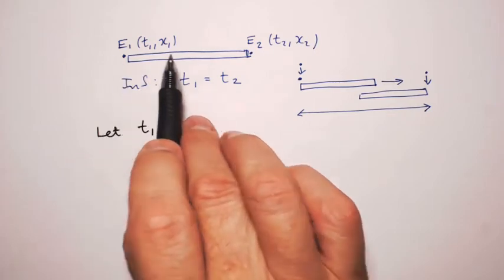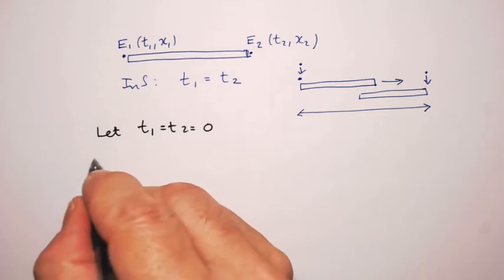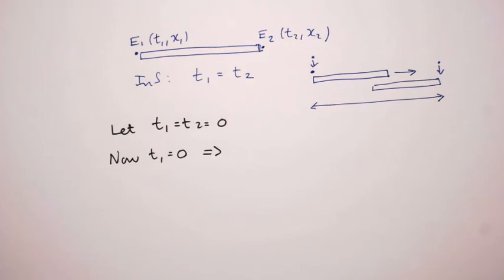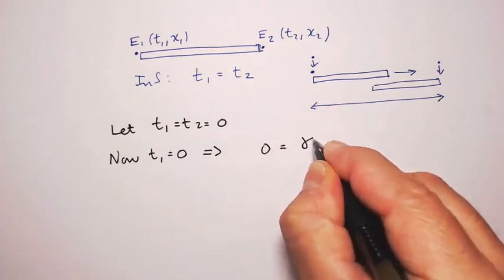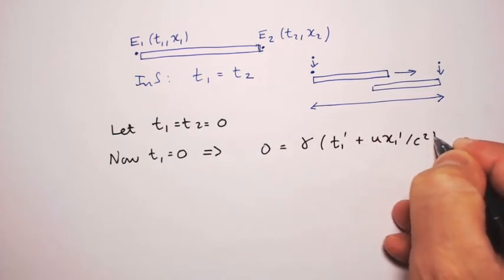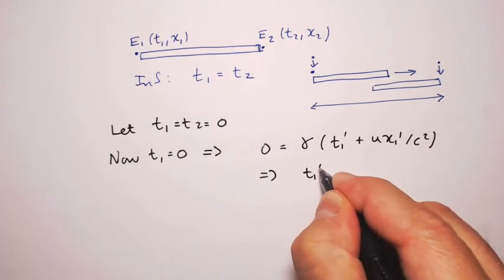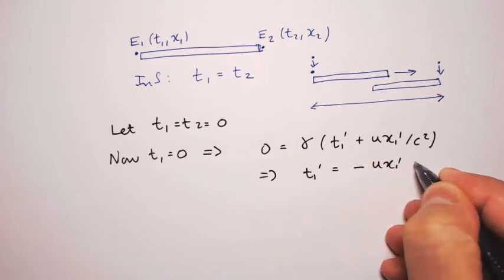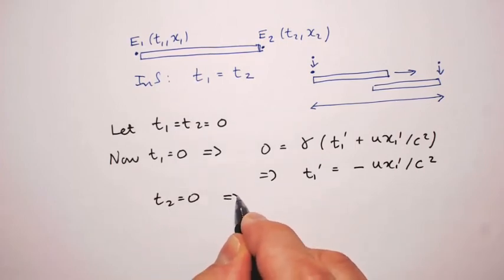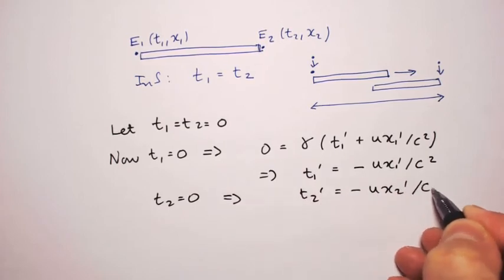So let these two events, E1 and E2 for convenience, be at the time T1 equals T2 equals naught. So if we have T1 equals naught, then using the inverse Lorentz transformation, we have 0 is equal to gamma times T1 prime plus U X1 prime divided by c squared. So we can solve now for T1 prime to get T1 prime is equal to minus U X1 prime divided by c squared. Similarly, for T2 being 0, we go through the same procedure and we have T2 prime is equal to minus U X2 prime divided by c squared.